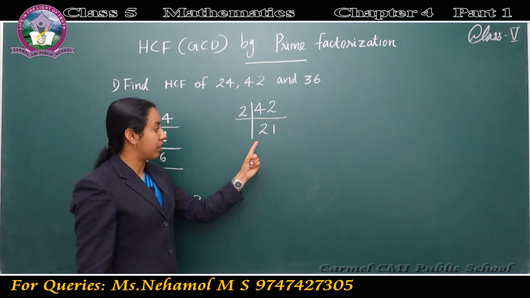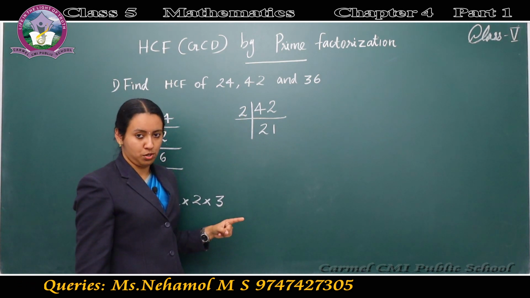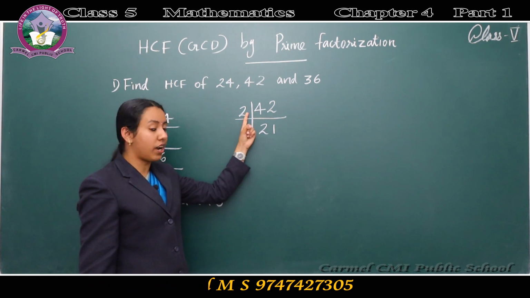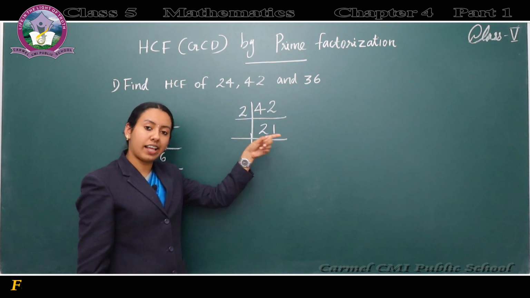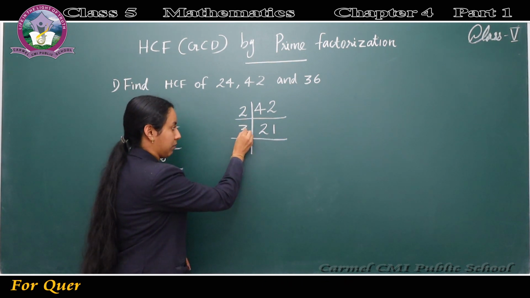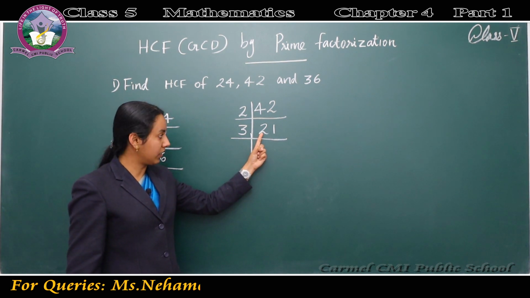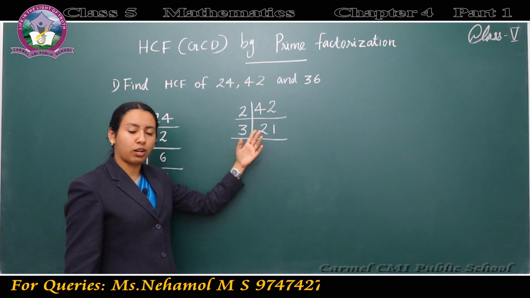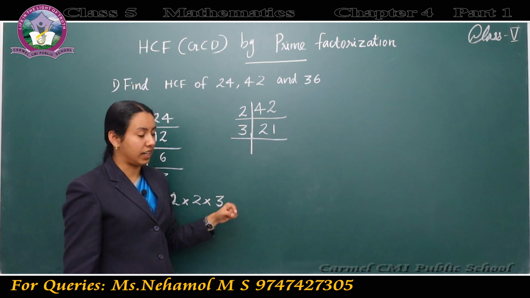21. Then, is it possible to divide 21 by 2? No. 21 is an odd number. It is not possible to divide by 2. So, take the next prime number 3. Is it possible to divide by 3? Check the sum of digits. 2 plus 1 is 3. So, according to the divisibility test of 3, it is divisible by 3.